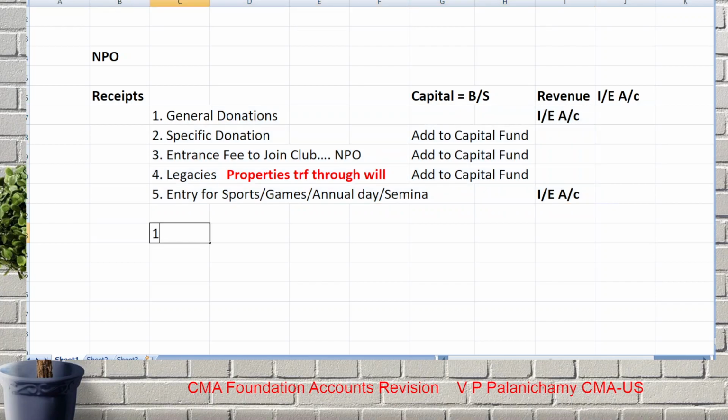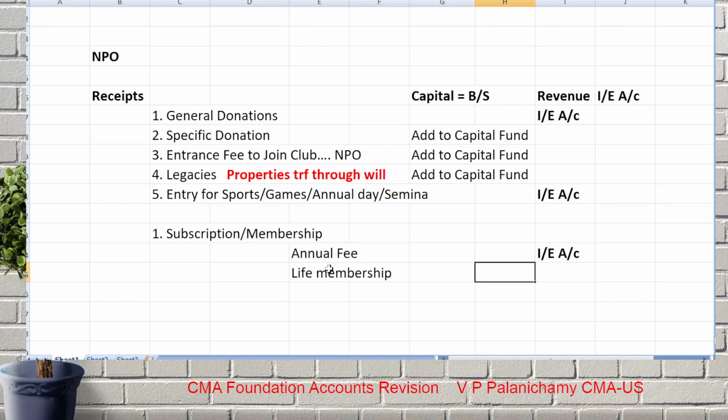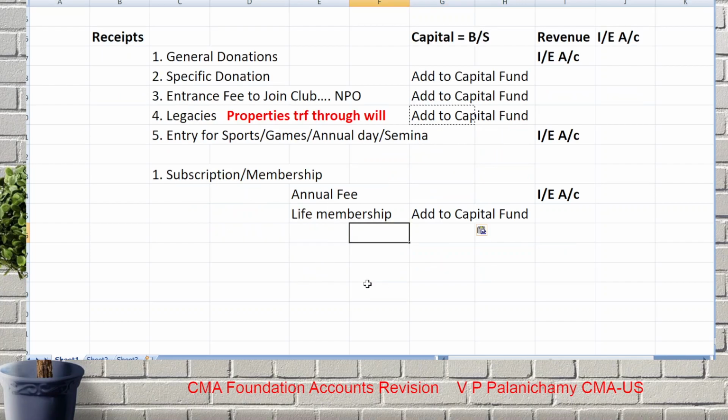Next, what about subscriptions? Subscription or membership fees. There are different types. Annual fee, every year, will be taken to the income and expenditure account. What about life membership fees? It will be added to the capital fund in the balance sheet. That is about subscription or membership.